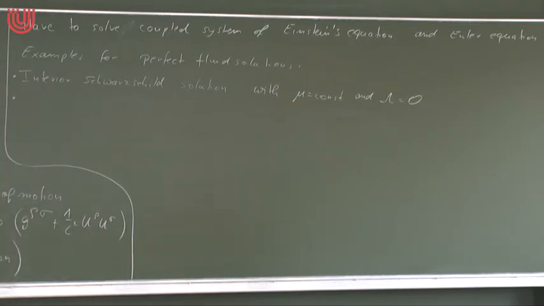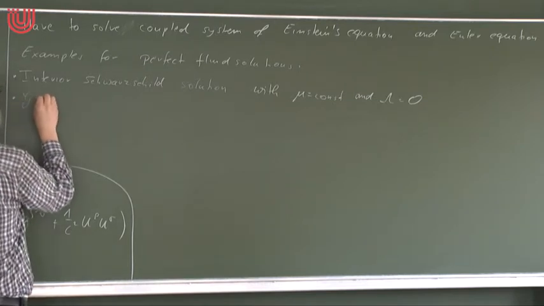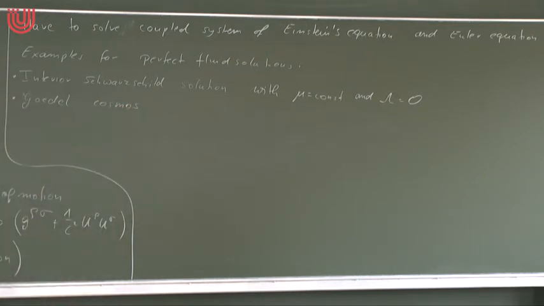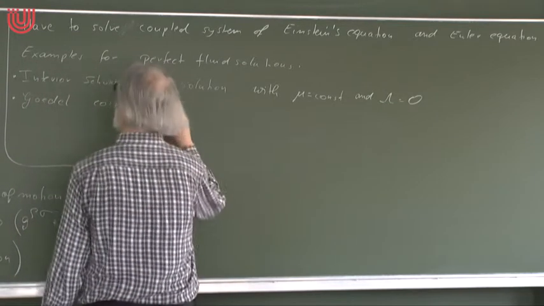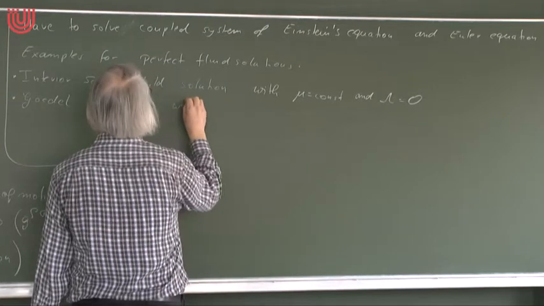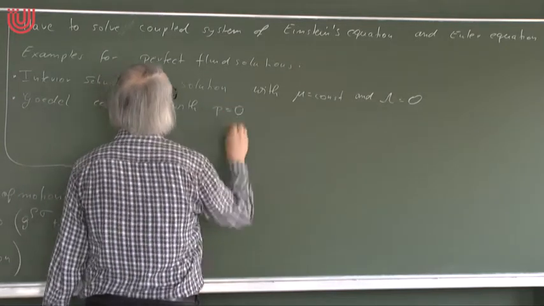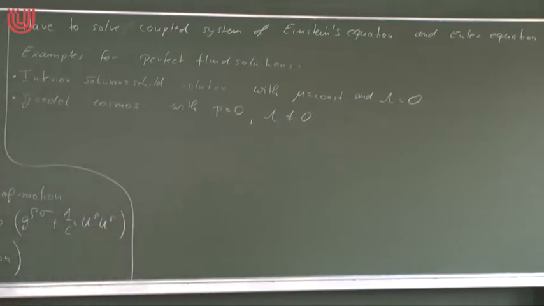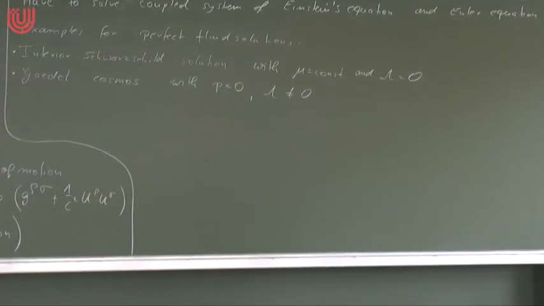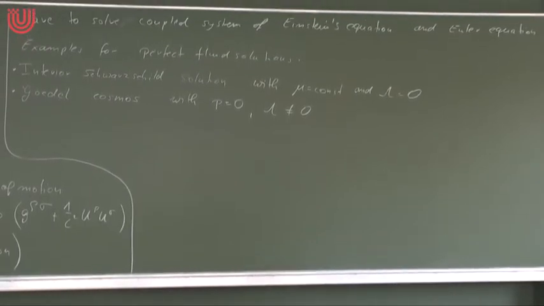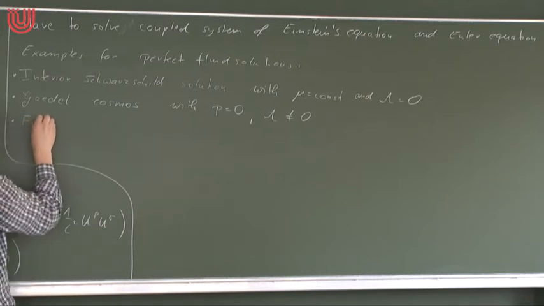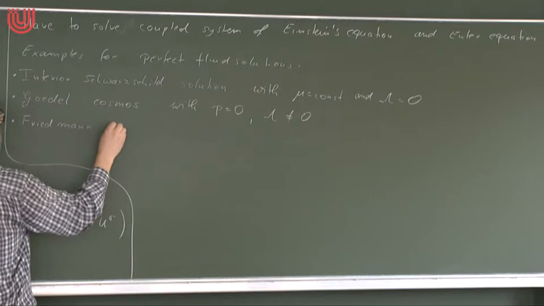Maybe you have heard about the Gödel cosmos. Maybe I will mention it in this course. It's a pathological example. It has causality violation and some rather unrealistic properties. So the Gödel cosmos is a solution with p equals 0. So it's a dust solution. And lambda unequal 0, so it has a cosmological constant. It's a rotating dust solution with a cosmological constant. And the most important solutions with this property for our course, which we will discuss in great detail, are the Friedmann solutions.